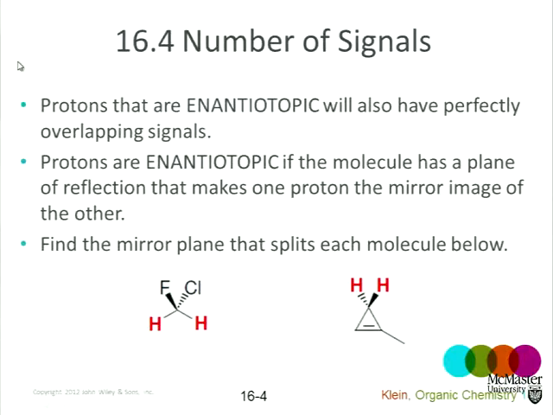Protons that are enantiotopic, we will deal with a little bit more at a later point. Okay? So we haven't talked about stereochemistry yet. We haven't talked about enantiomers yet. That's coming up in chapter 5, I believe.